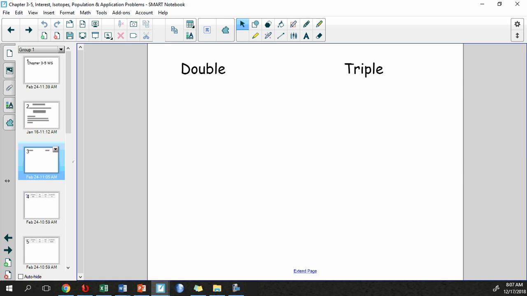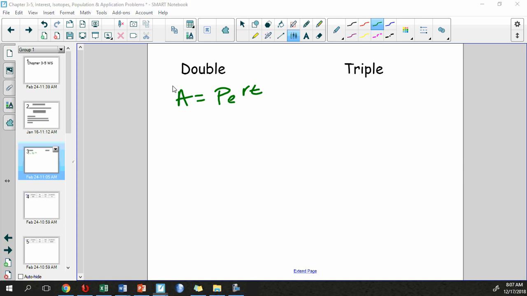So if I go back to this formula, A is equal to PERT. What does A represent in this formula? The balance. And I need my balance to be what? Double the amount that I put in. Well, how much did I put in? How much did I put into that formula? P is how much money I put into my account. Would you agree? So if I want it to double, how much money am I going to have? 2P. So this is going to be 2P is equal to PERT.